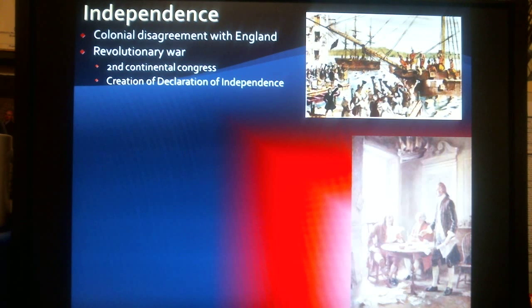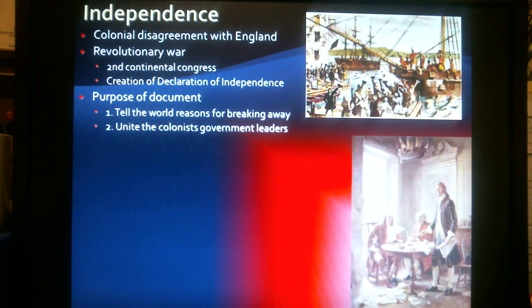During this time, as we started the Revolutionary War, the Second Continental Congress came together and said, hey, we need to get some men together, the best, the brightest, the smartest around, and get them to write a document called the Declaration of Independence. The purpose of the document, what do we need this thing for? Two things. One was to tell the world why we were breaking away from Britain.